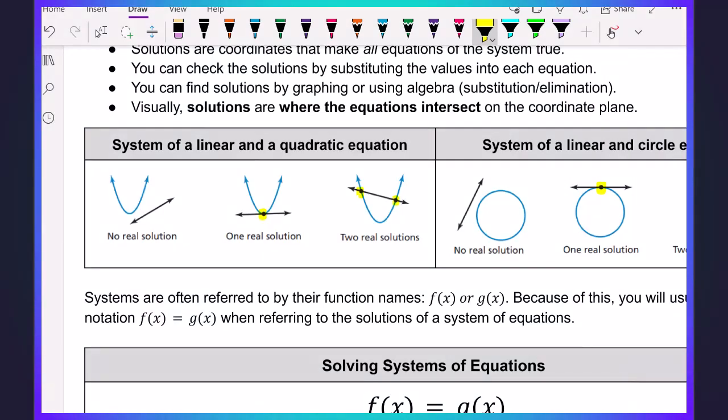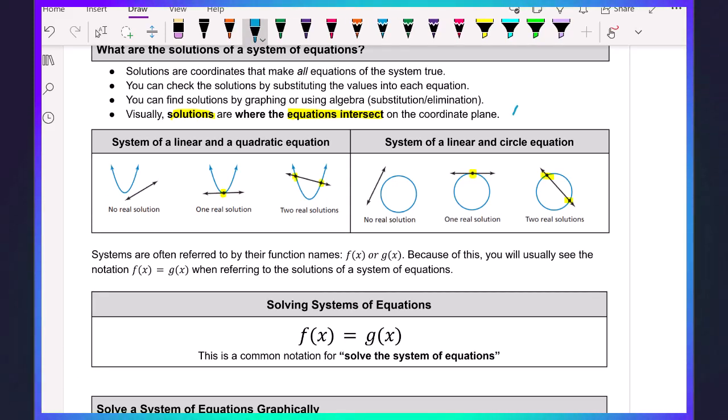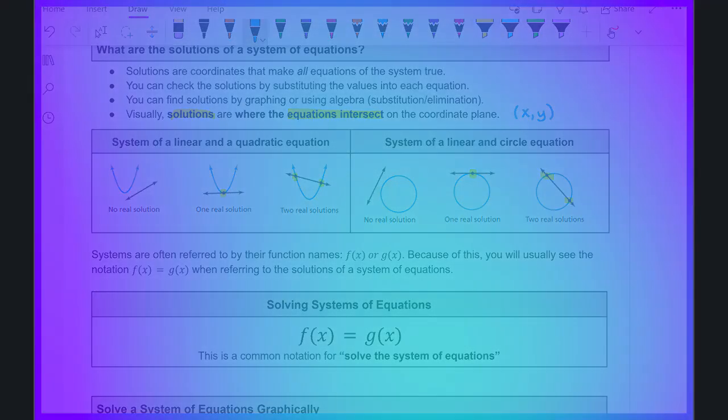And I just want to make something clear: if you have one equation, the solutions will be on the x-axis. But if you have more than one equation, it is where your graphs intersect. So the solutions are going to be where your equations intersect on the coordinate plane. And you're always going to write the solution as a coordinate pair. So it will look like an x and y coordinate, not just the x.